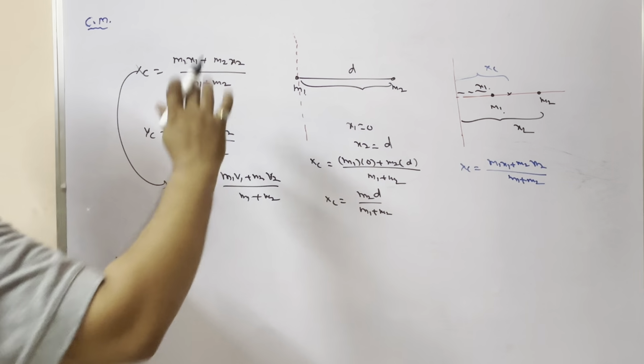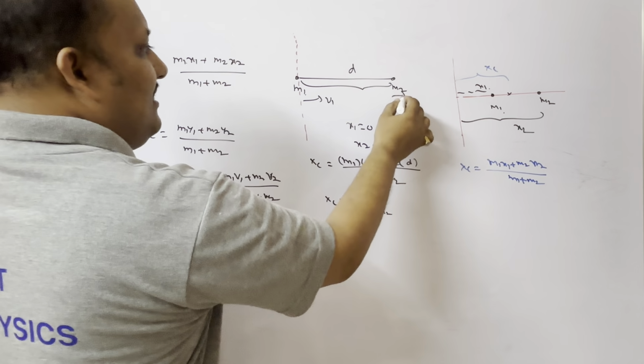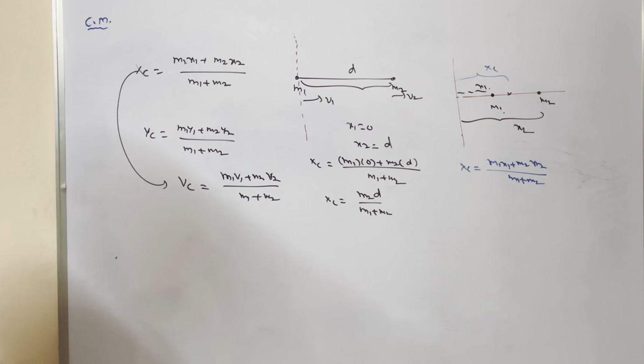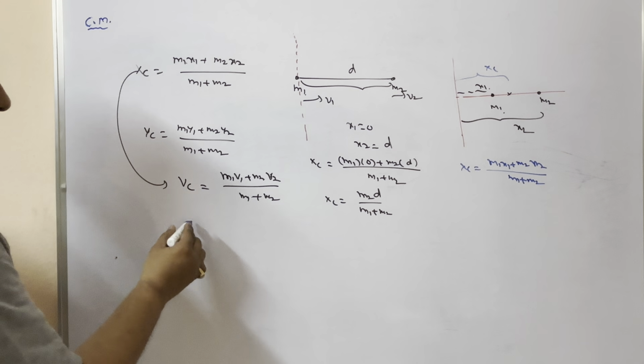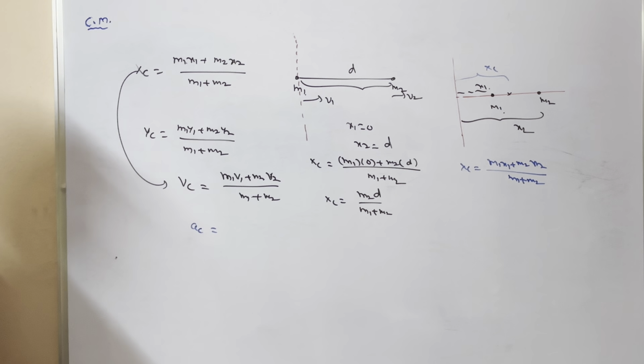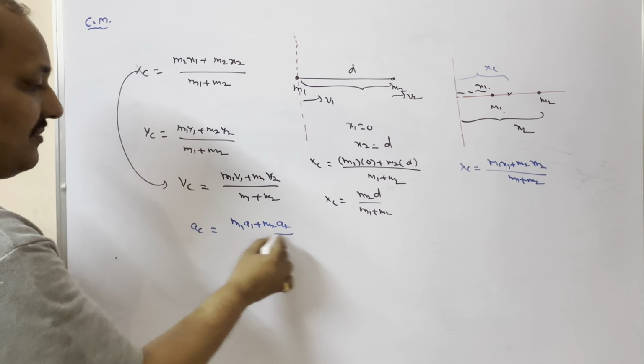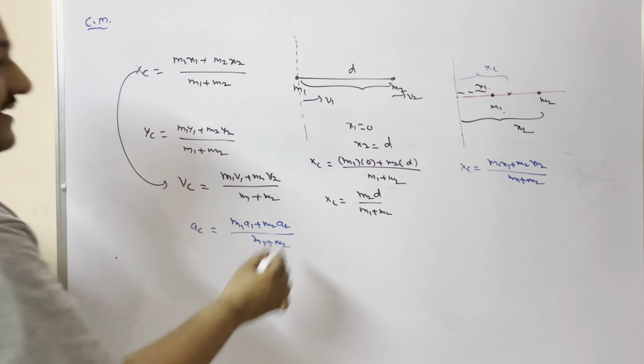Both are moving in the same direction with velocity v1 and velocity v2. If both are in opposite directions, then v2 will be taken negative. That one we will see during problems. Next, what is the acceleration of center of mass? (m1 a1 plus m2 a2) by (m1 plus m2).